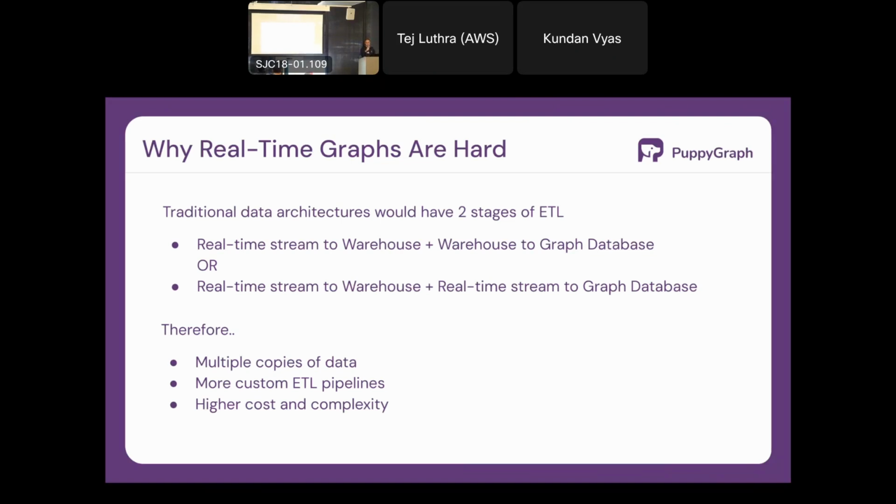You still need a relational warehouse so that you can do writes or something like that, and you need to make sure they are synchronized. You have to stream to the warehouse as well as the graph database. As a result, you have multiple copies of data. You have a list of ETL pipelines you have to manage. You have to make sure they're in sync, that data is not out of sync, and that leads to higher complexity and ends up with higher cost.